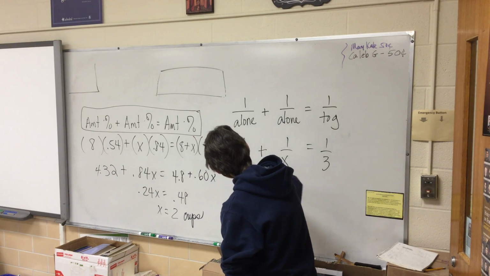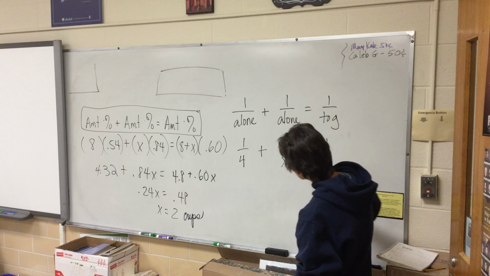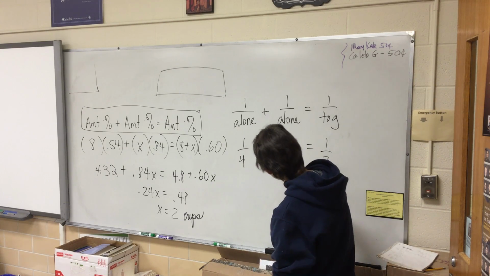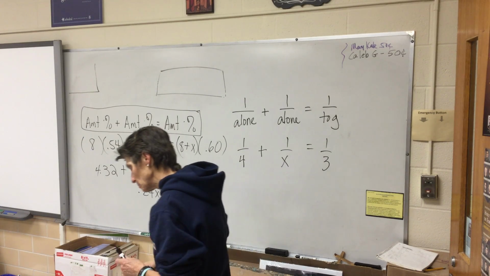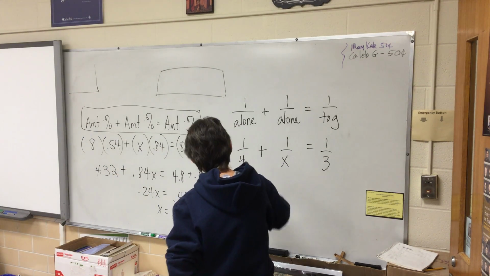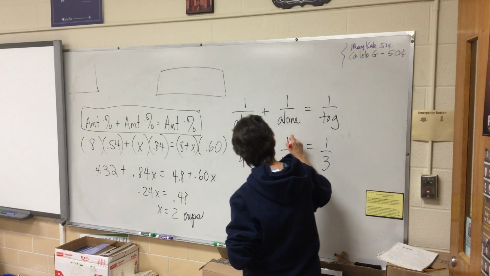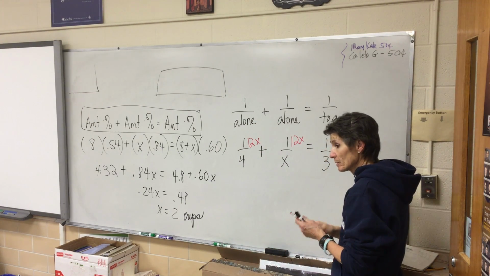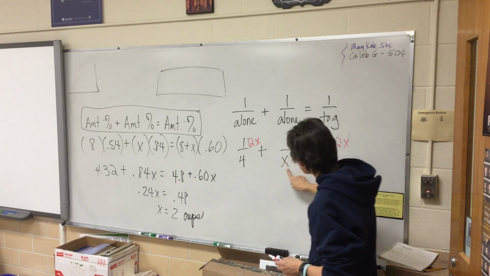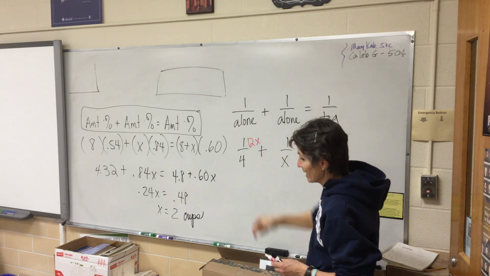What is the common denominator for 4 and X and 3? Is it 12? It's actually 12X. Yep, it's 12X. We want to multiply by 4 times X times 3, so 12X.